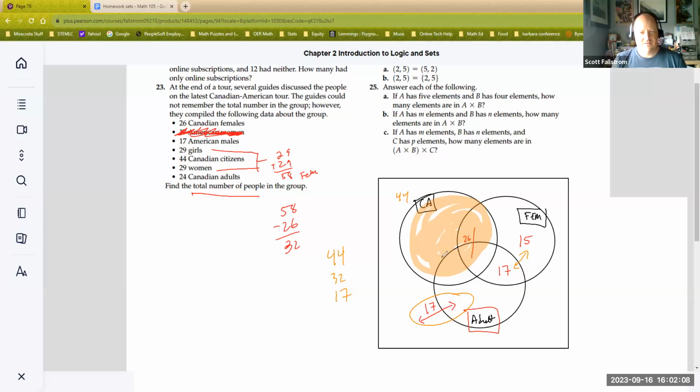And the American males could be adult or not. I don't know. There's 17 of those. Yeah, so I think that works. Let's see here. So I have 4, 5, 6, and 7 is 13. 4, 5, 6, 7, 8, 9. So I end up with 93 people in the group. And in this case, doesn't look like there's enough information for me to figure out how many are in each subcategory. But that's all I need.